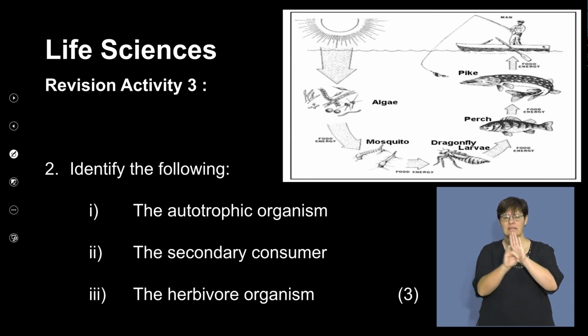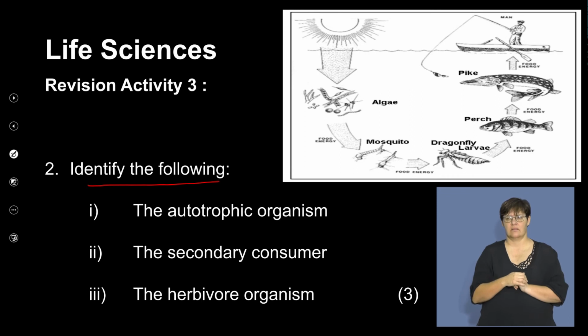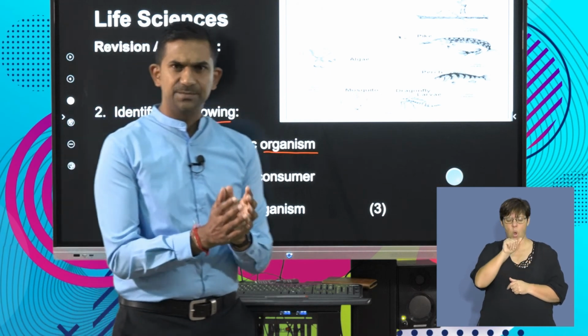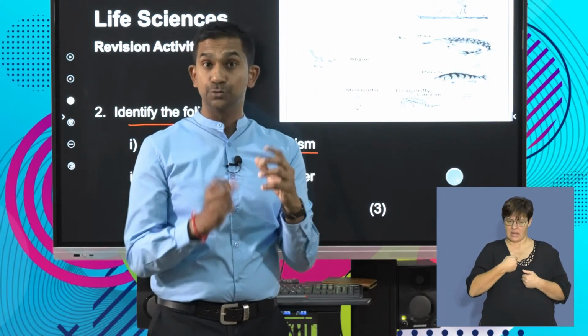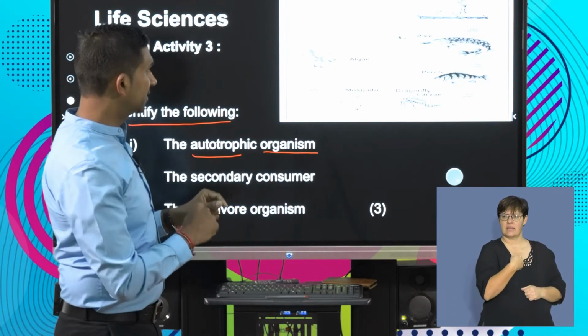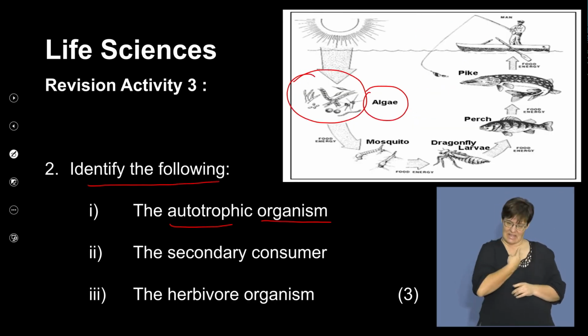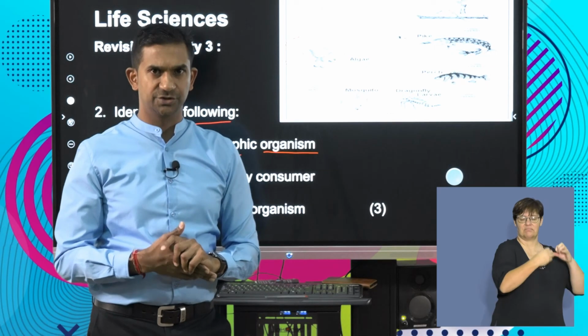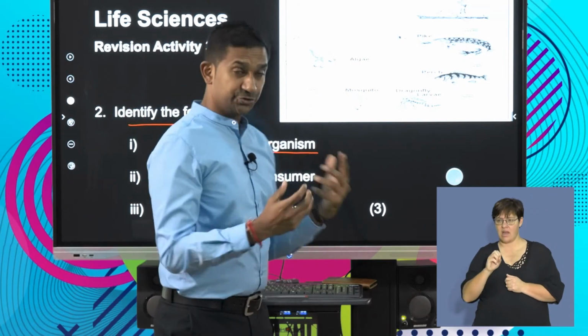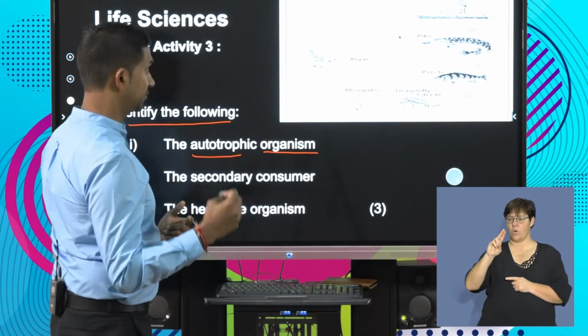Question 2. Identify the following. The autotrophic organism. Again, the concept of autotrophs are individuals that are able to produce their own food. And when we look at this, we know that in an aquatic ecosystem, we have algae that is able to photosynthesize. In a terrestrial ecosystem, we have plants that are autotrophs. So algae are your autotrophic organisms, and they are able to photosynthesize.